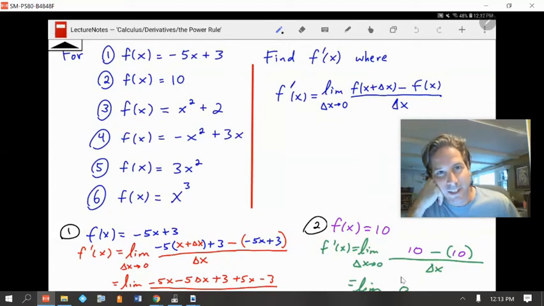The limit as delta x approaches 0 of f of x plus delta x minus f of x all over delta x. That's what it's all about, right? Finding the derivative of a function. I left you with these 6 problems the last time we met, or the last time you had to watch me.